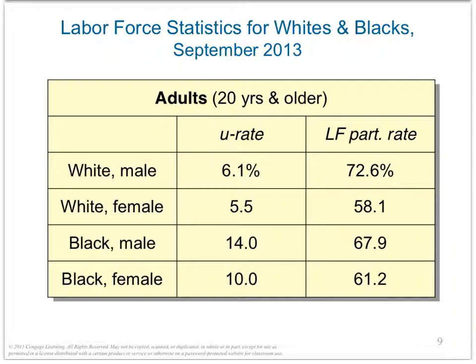So two comparisons are most apparent when you look at this table. First, women of prime working age, 20 to 54 years old, have lower labor force participation rates than men. Okay, for white females, you see 58 compared to 72.6. For black females, 61 compared to almost 68%.